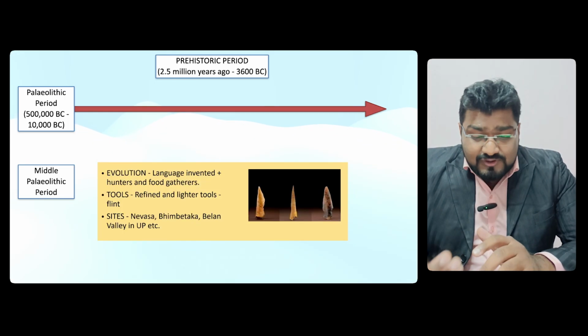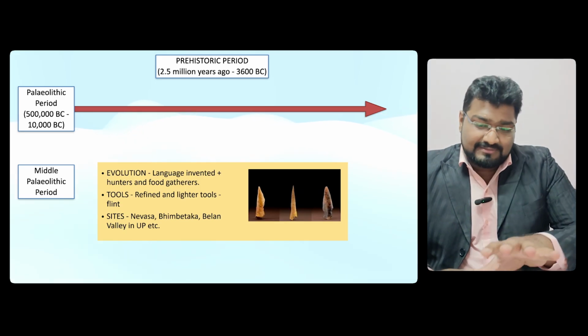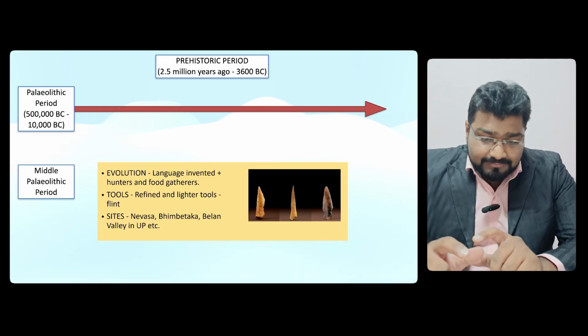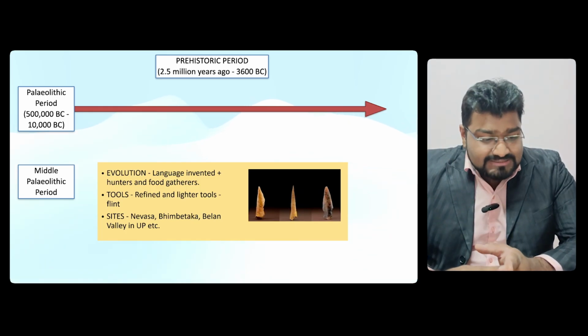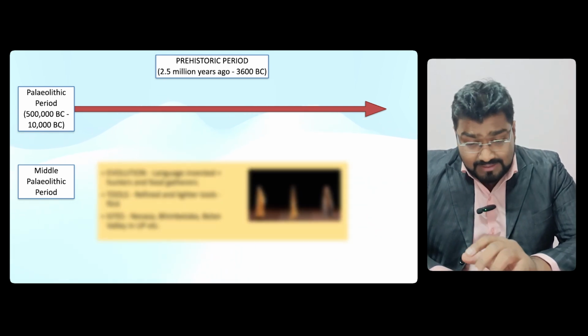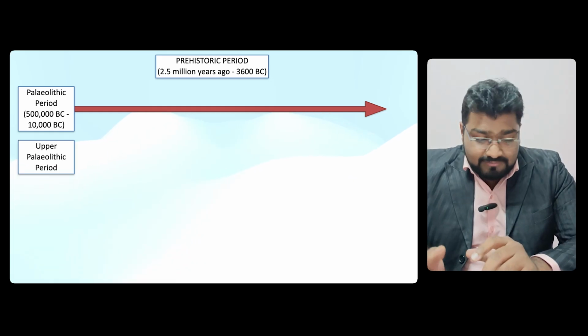Here language was invented. Okay, hunting and food gathering was again, let's say, the occupation. Tools were quite a bit refined and lighter, particularly made up of flint. The sites are Nevasa, Bhimbetka, Belan Valley in UP. Then post that, we will see that the Upper Paleolithic period will be there.